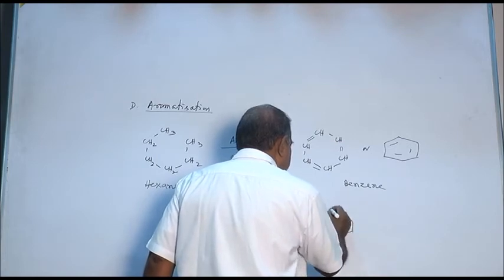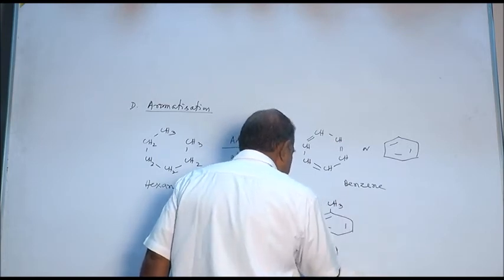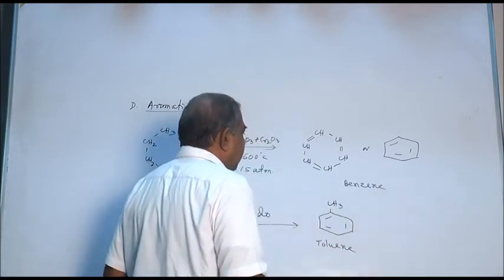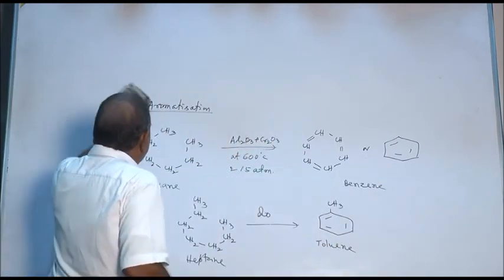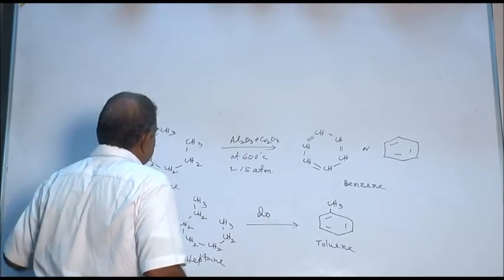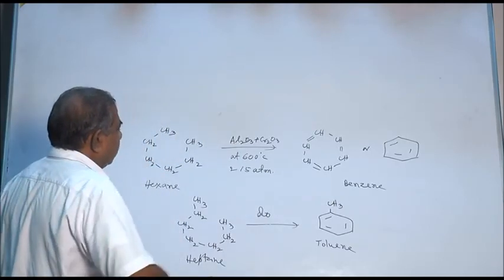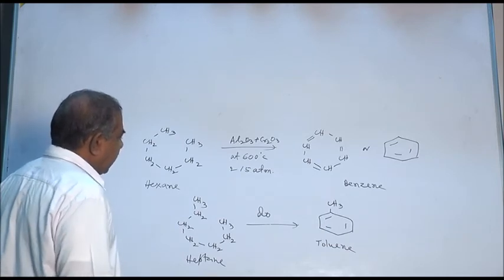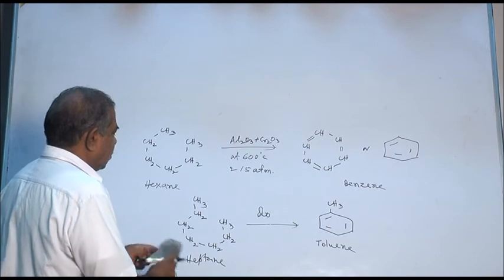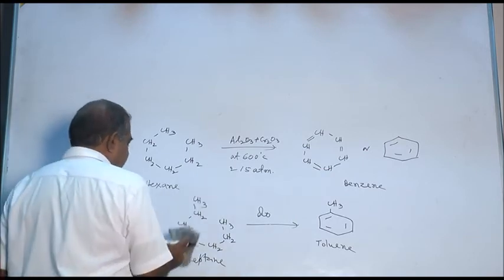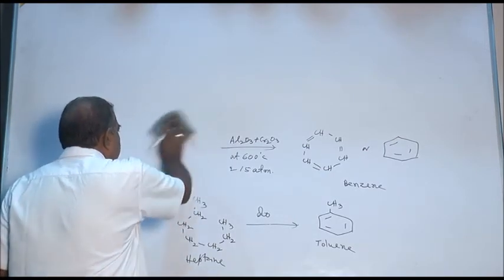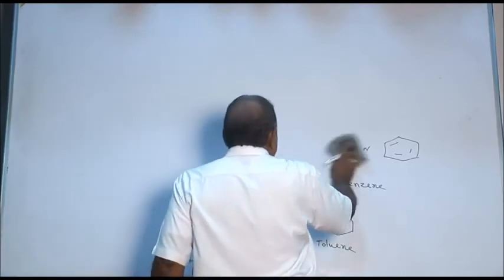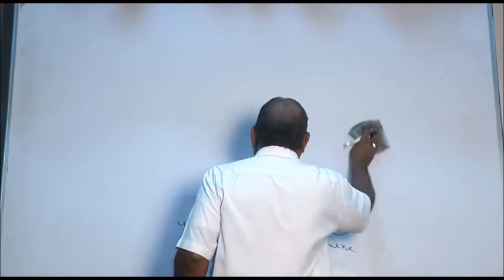Here one of the hydrogen atoms of benzene is replaced by a methyl group. So benzene or toluene are aromatic compounds. So when hexane and higher members are heated in presence of aluminum oxide chromium dioxide mixture at 600 degrees centigrade and 15 atmospheric pressure, they aromatize to give benzene. From hexane you can get benzene, from heptane you can get substituted benzene, that is your toluene. So this is all about alkanes.